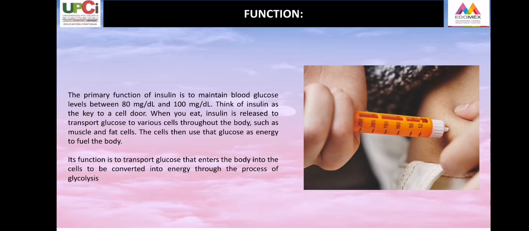How is insulin used? How does it work in the body? Insulin works to control the sugar.